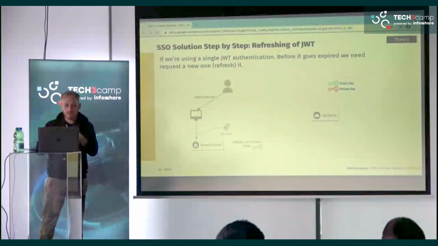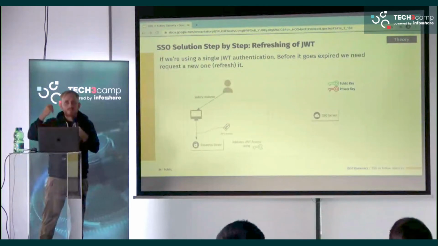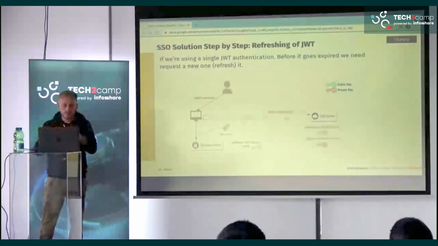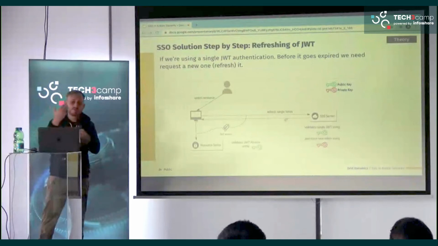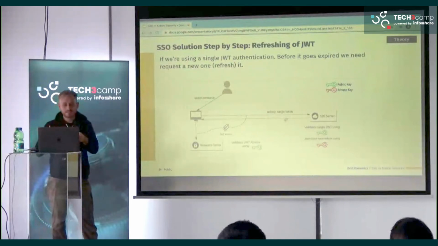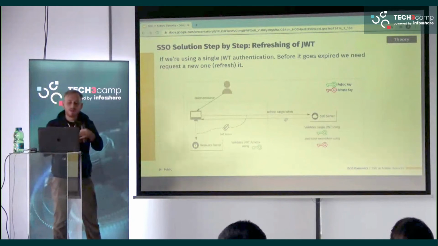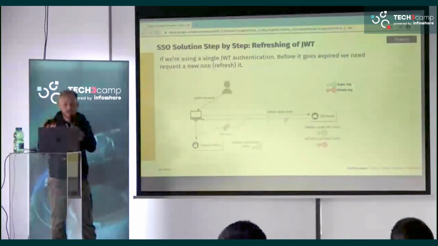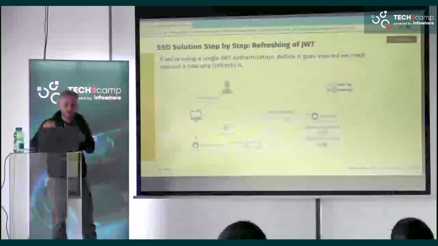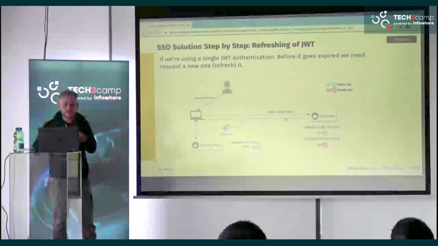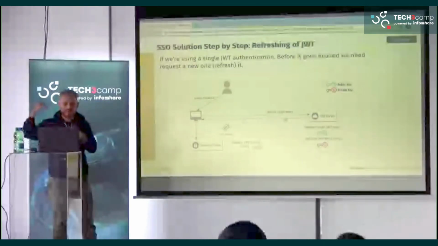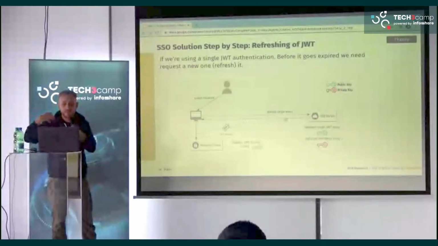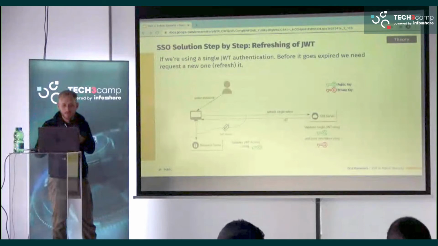Okay, but the JWT token has an expiration time, so before it expires, we need to refresh it. We need to ask the single sign-on server to refresh our access token. That request also has to be validated by the public key, and a new token will be created using the private key. So it is mostly simple.